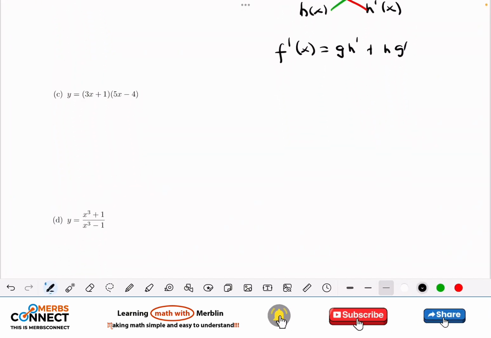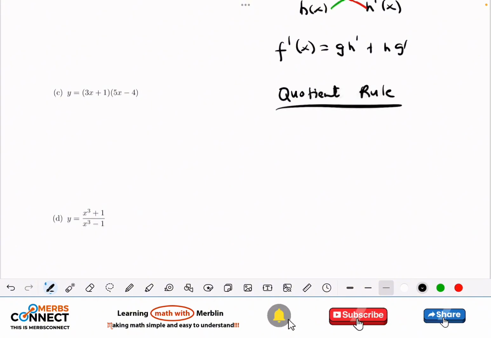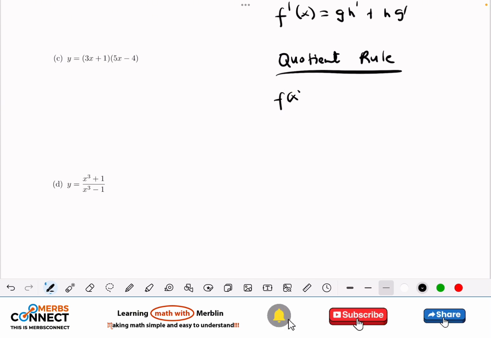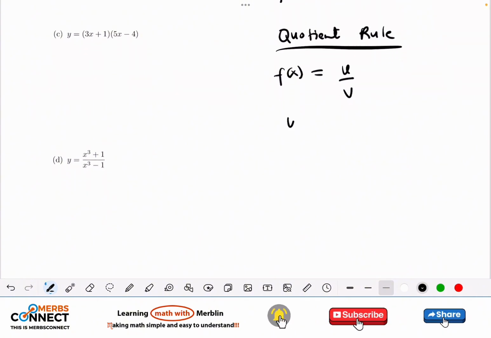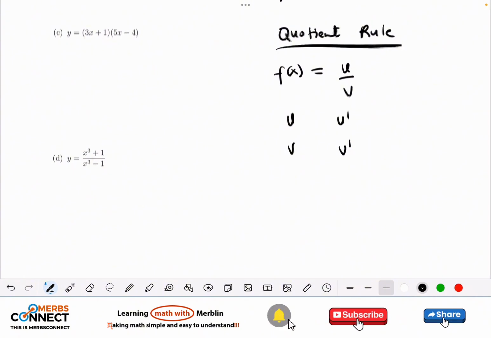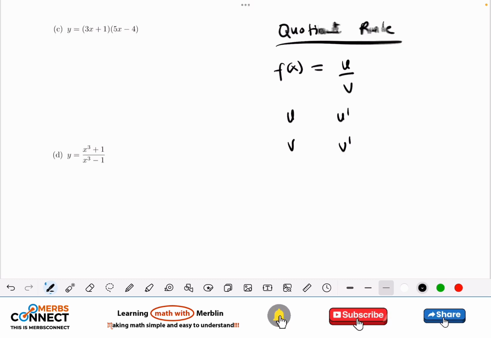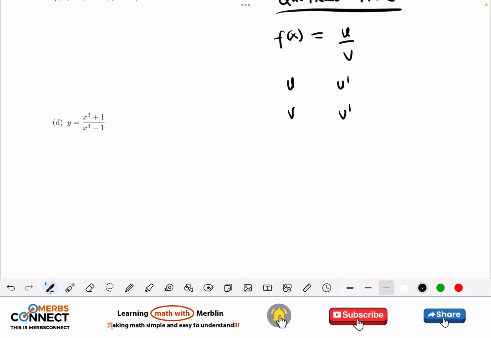The quotient rule is very simple also, but there are some things that you need to learn from it. Let's assume that I have f of x, which is equal to u divided by v. Then the same thing, I need my u and my u prime, then I need my v and my v prime. Don't forget, u is on the top and v is down.